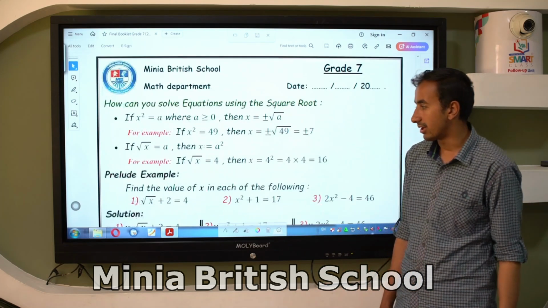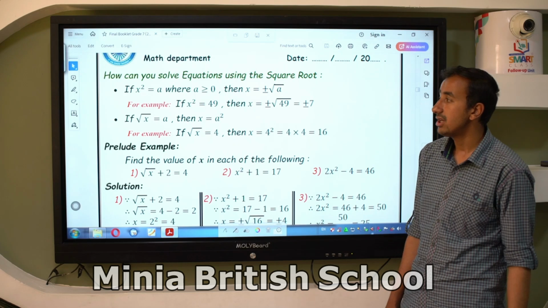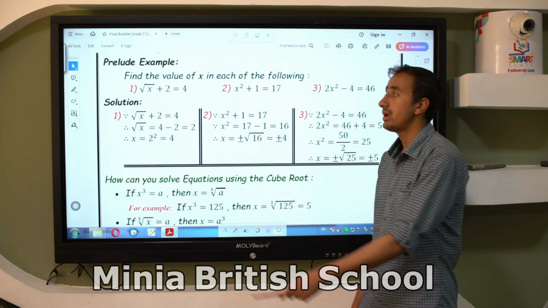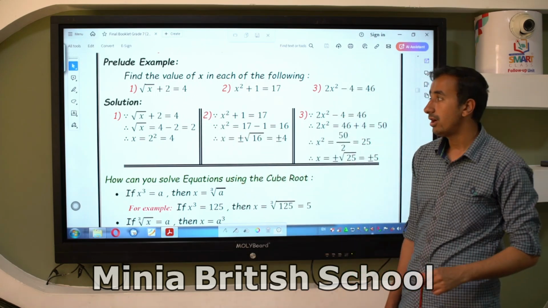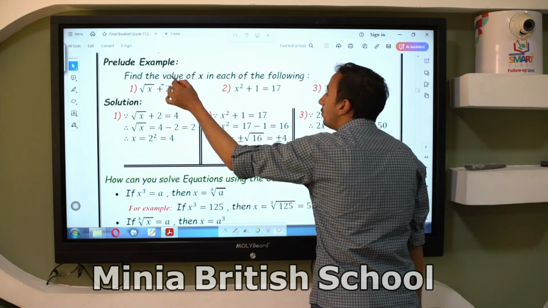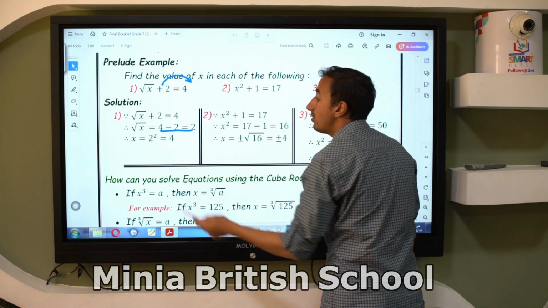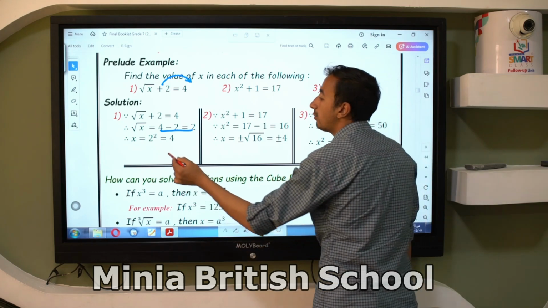This is the number for the cube root. Here, how do we solve the equation? If we have a sum of equations, find the value of x. Square root x plus 2 equals 4. You can put the 2 as the inverse operation here. 4 minus 2 equals 2. Square root x equals 2. So x equals 2 power 2 equals 4.